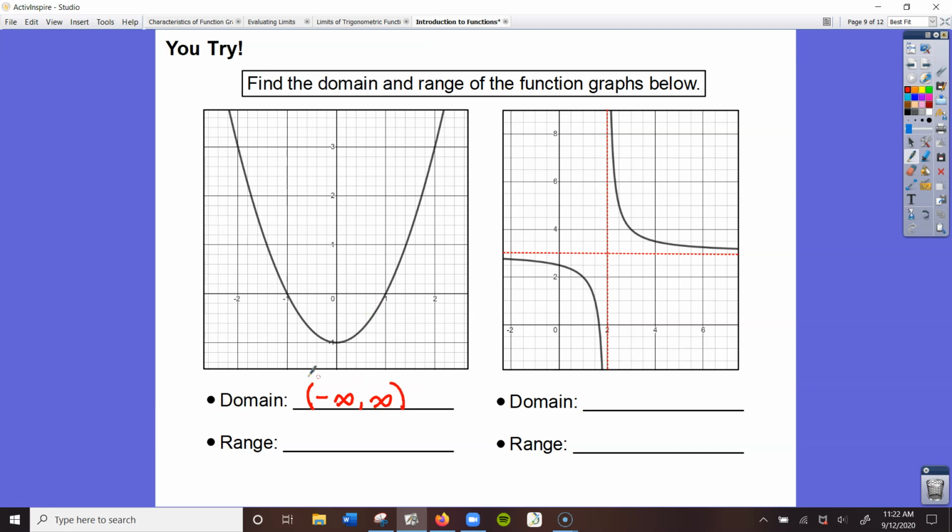Now for the range, I'm going to look at the graph from the bottom up. I see that my very smallest y value is here at negative 1. It is touching that negative 1, so I'm going to use a bracket, start at negative 1, and then it goes up to infinity.